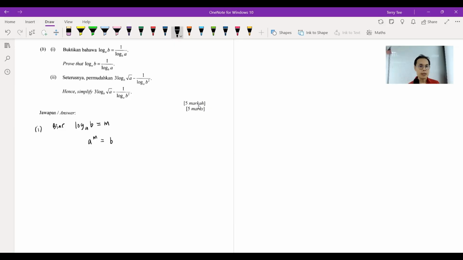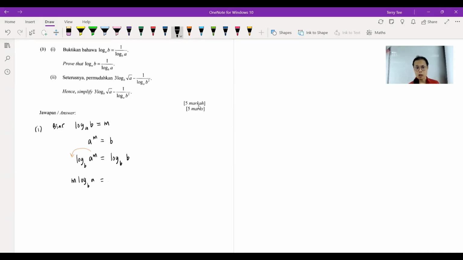Now notice that this is base A here. I want to change it to base B, right? So I need to introduce a new base. The new base, logarithm, take base B on the left-hand side, logarithm base B on the right-hand side. So bring the power M in front using the third law of power law. You just transfer over.